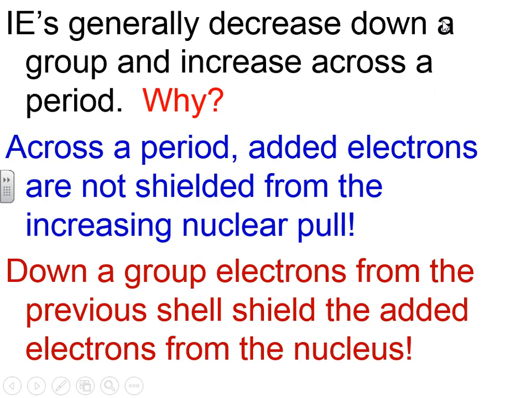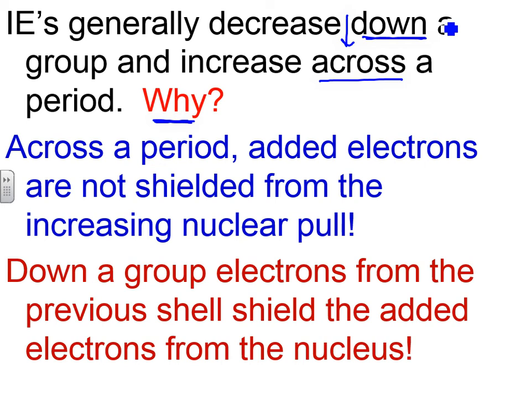So here it says ionization energy decreases going down a group. Now down a group means vertically down the periodic table, and the question is why. Well, we also increase across the period. Here it is. So we're going to answer the why question about down a group first.